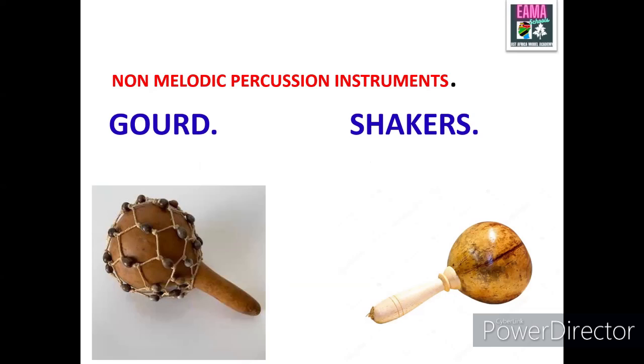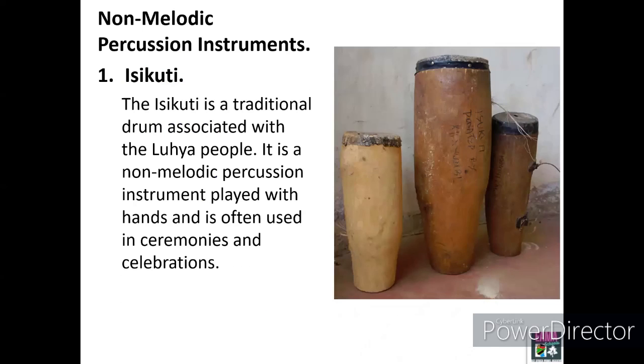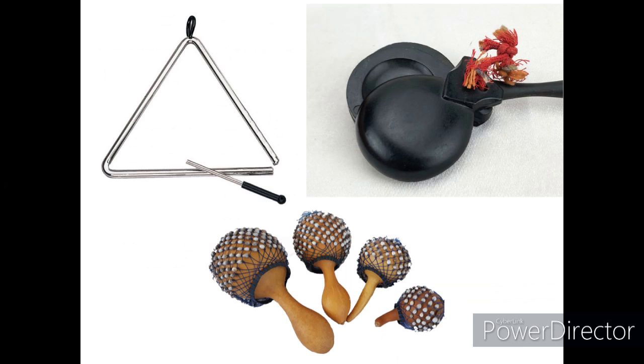Our second category of percussion instruments is the non-melodic percussion instruments. Look at the pictures below. On the left of your screen is a picture of a gong, and on the right we have shakers. Non-melodic percussion instruments. 1. Isikuti. The isikuti is a traditional drum associated with the Luhya people. It is a non-melodic percussion instrument played with hands and is often used in ceremonies and celebrations.